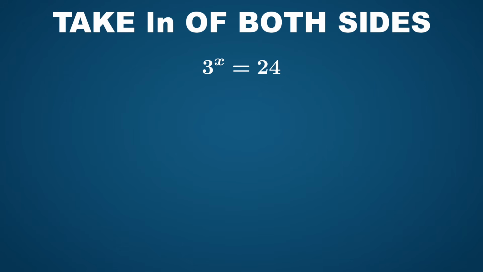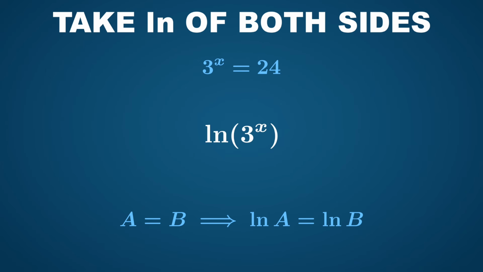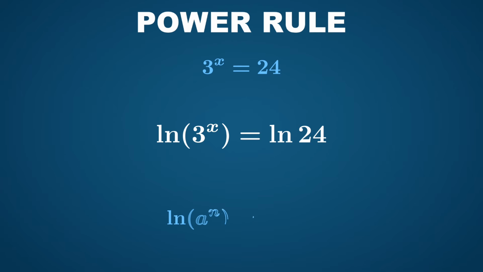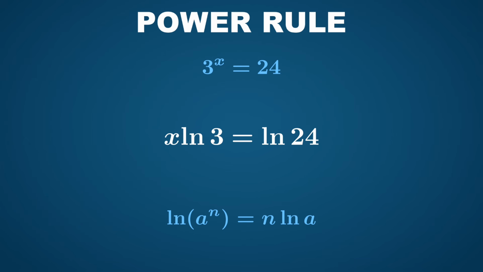Now we apply the natural log to both sides of our equation. The equation was 3 to the x equals 24. Taking the log of equal quantities keeps them equal. On the left, we get the natural log of 3 to the x. On the right, we get the natural log of 24. Both sides were equal, so their logs are equal too. Now we use the power rule on that left-hand side. The exponent x comes down in front of the logarithm, so the left side becomes x times the natural log of 3. So x times the log of 3 equals the log of 24.